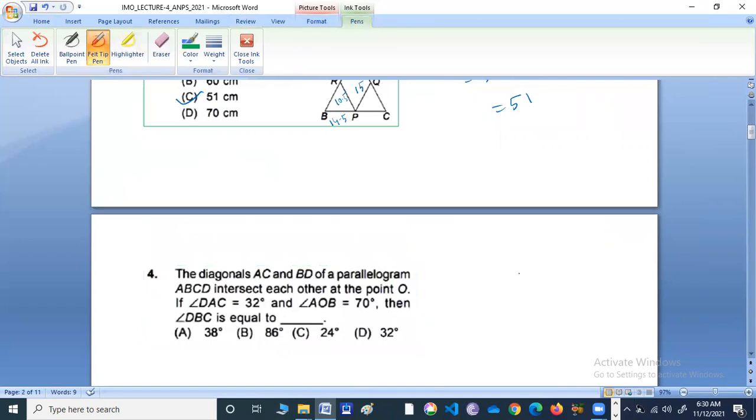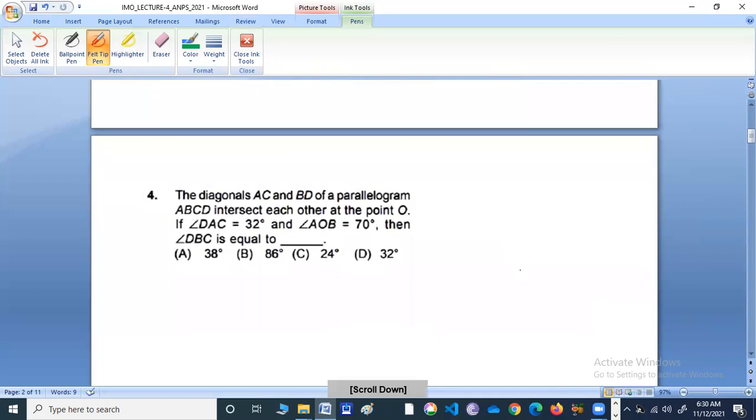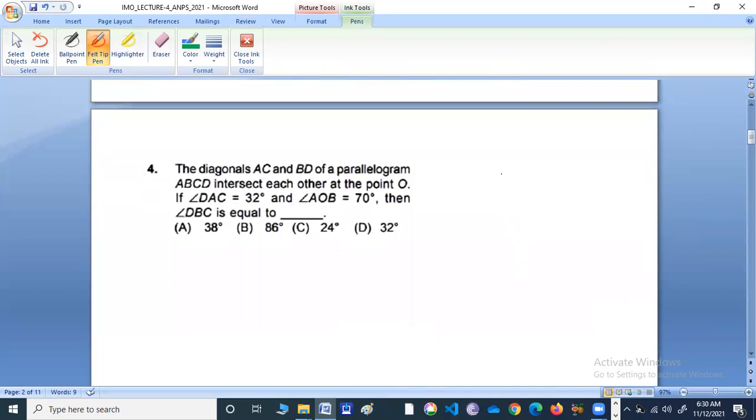So what they say: diagonals AC and BD of a parallelogram ABCD intersect each other at the point O. So let us draw a parallelogram A, B, C, D. Diagonals AC and BD. Angle DAC is 32 degrees. Angle AOB is 70 degrees. This is O.